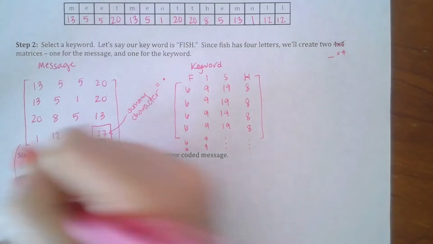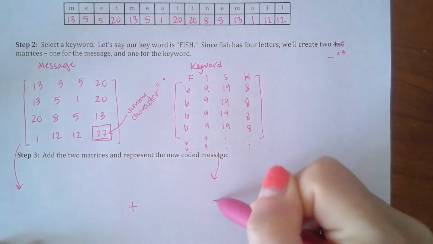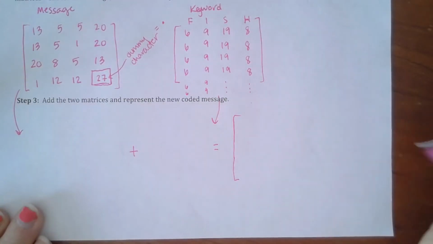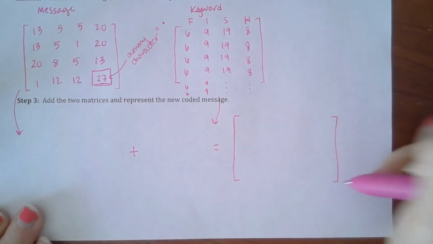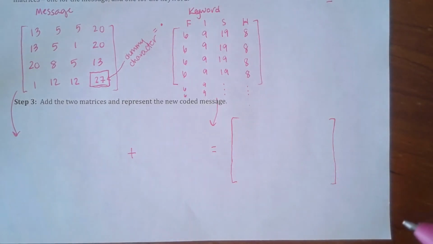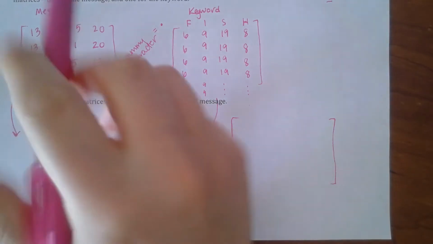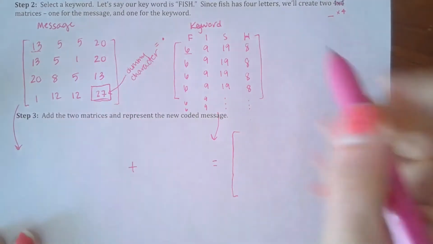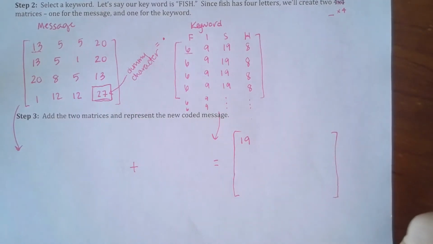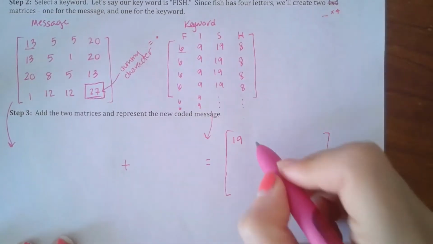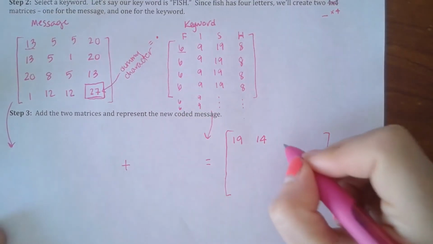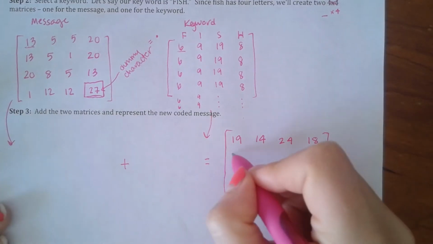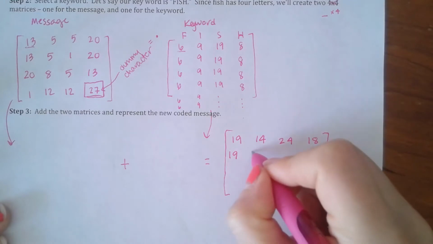So our next step is to add the two matrices together. Again, adding matrices means we add piece by piece the corresponding placement. So our first row, first column is added to our first row, first column. So 13 plus 6 is 19. And we'd continue going. 5 and 9 is 14. And we would match up. We'd keep going down column by column, row by row.